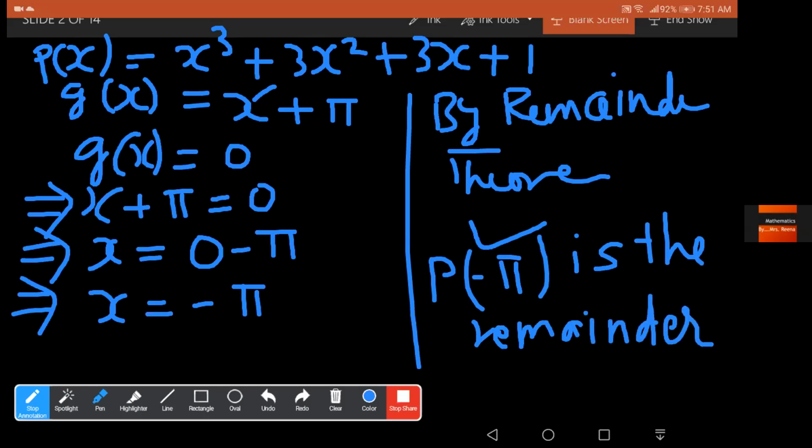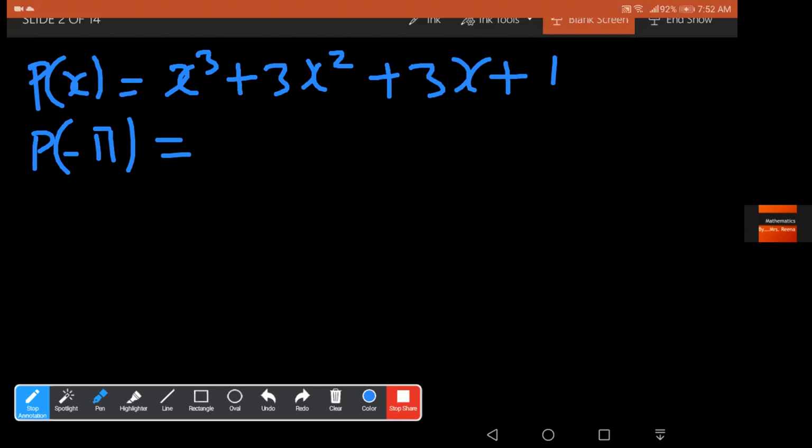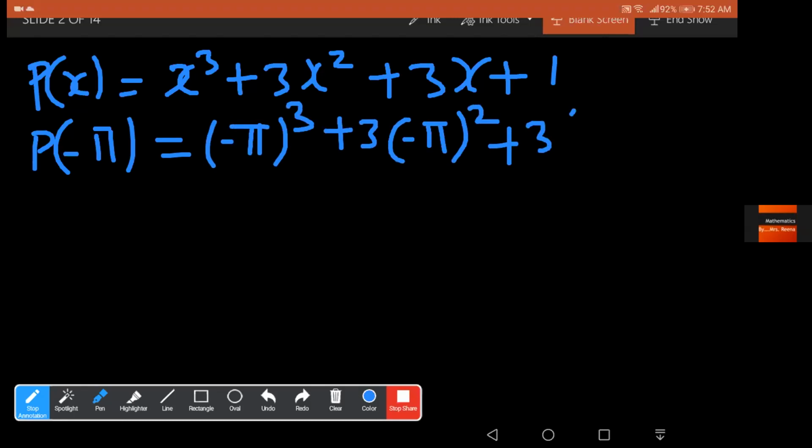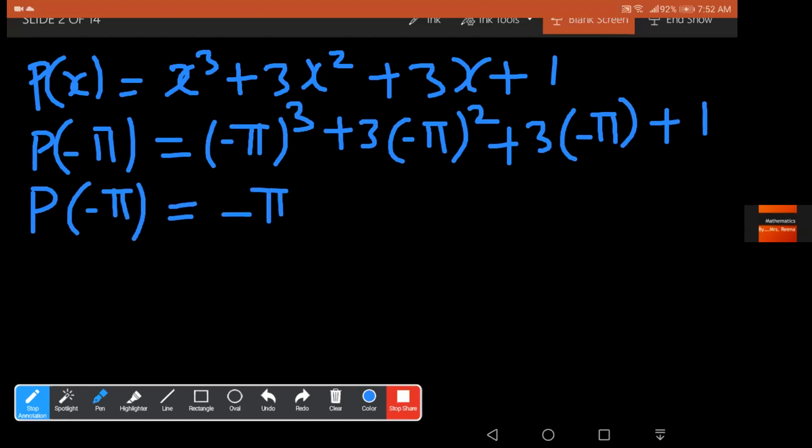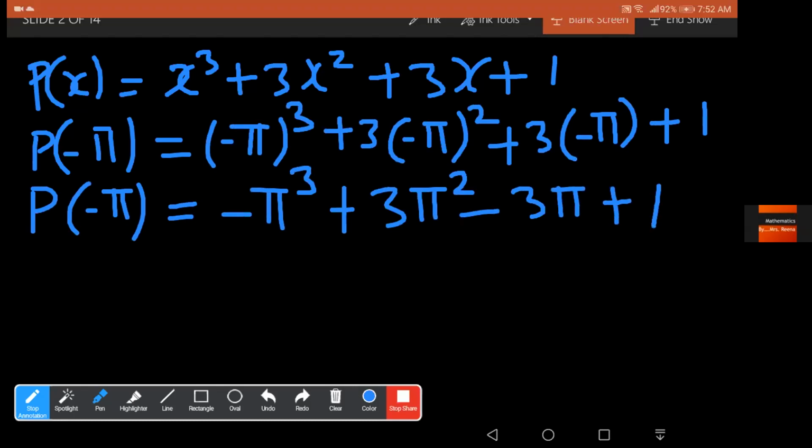You have to find p minus pi. So in place of x, we put minus pi. Here we have x cube, so I will put it as minus pi cube plus 3 into minus pi square plus 3 into minus pi and plus 1. So p minus pi is equal to minus pi cube plus 3 pi square minus 3 pi plus 1.